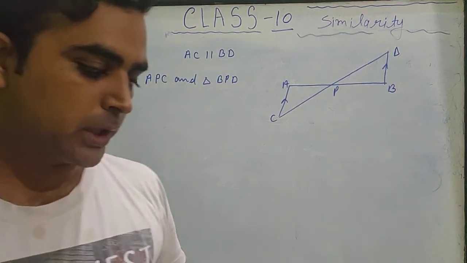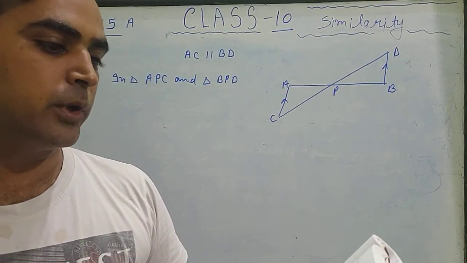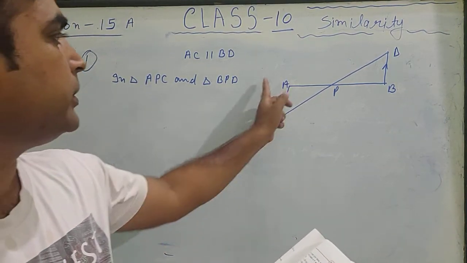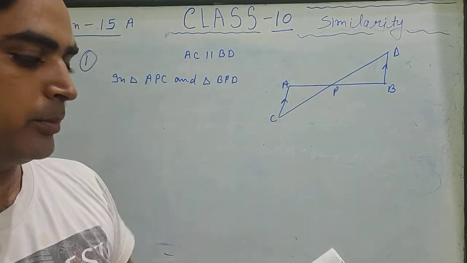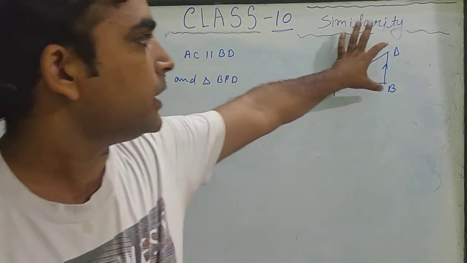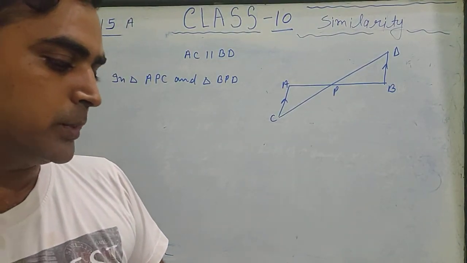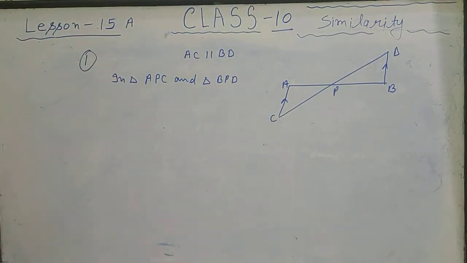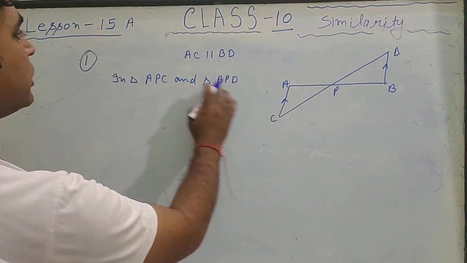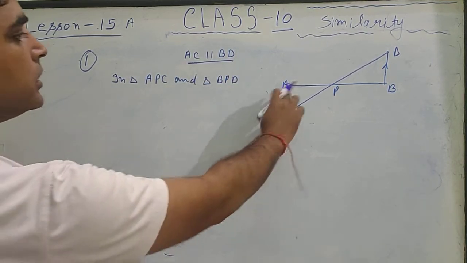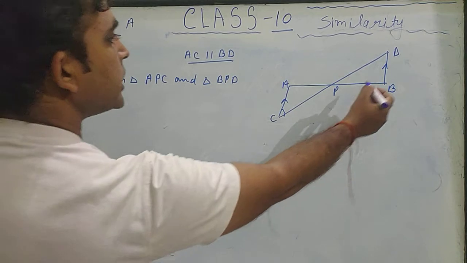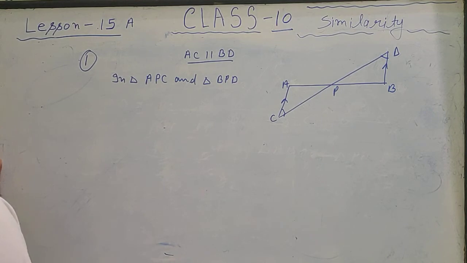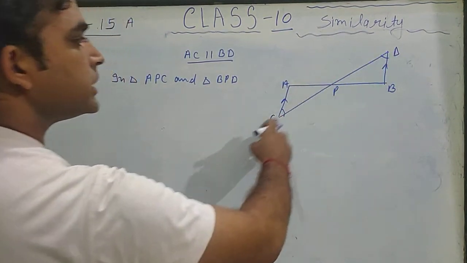Student, now we solve question number 1. In the figure given below, straight lines AB and CD intersect at point P. AB and CD both intersect at one point P and it is given that AC is parallel to BD. Now you have to prove that triangle APC is similar to triangle BPD. Okay, so let us check. Because it is given that AC is parallel to BD, that's why this angle is equal to this angle, interior alternate angle. Because this line is parallel to this line, this is the transversal line.